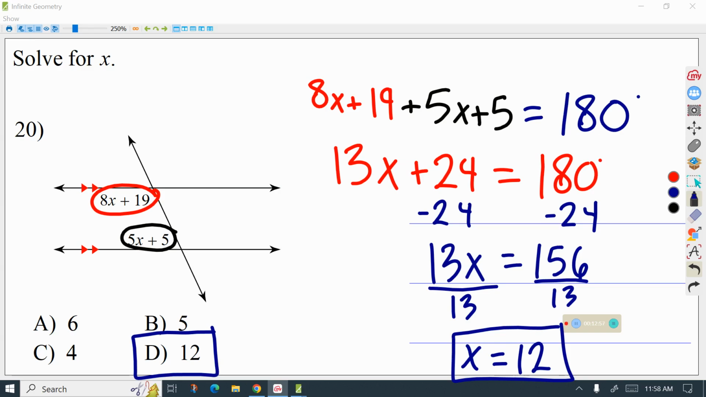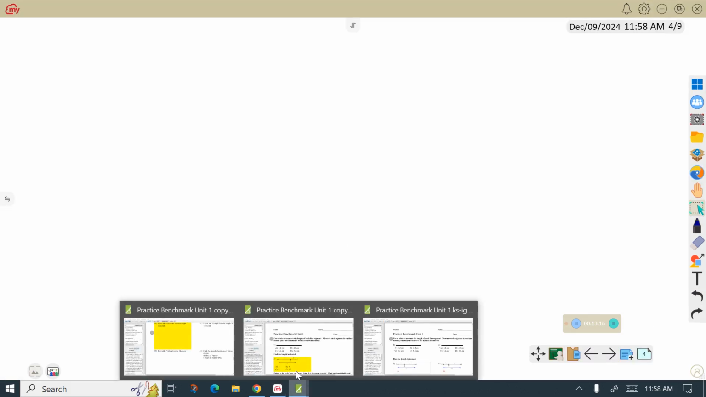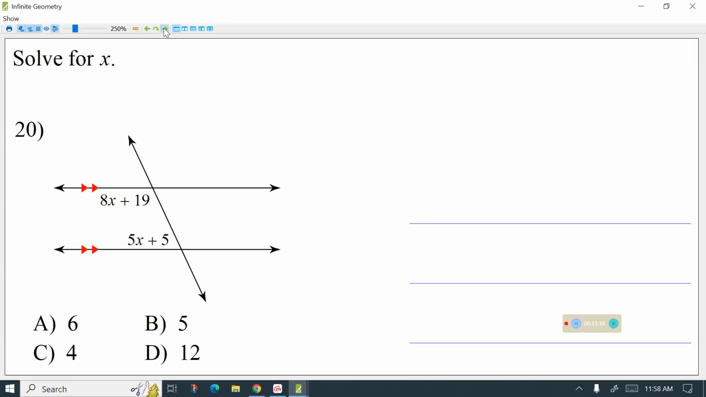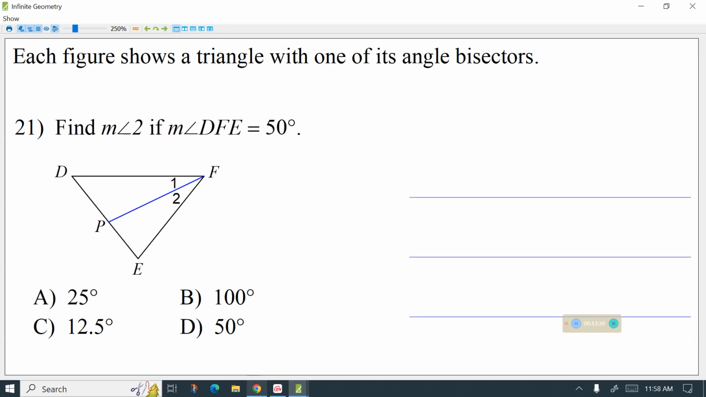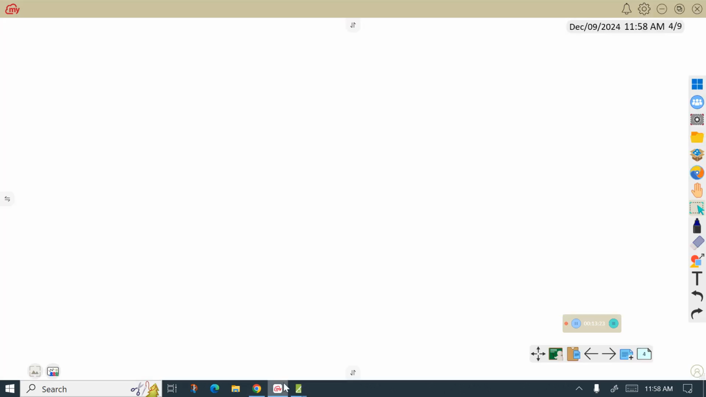You can also substitute this value in and then double check to see that it works, right? If I do 12 times 8 and then add 19, and if I do 12 times 5 and add 5, we can double check to see that those numbers actually add up to 180. All right. I won't do that here in the video, but you can always do that on your own when you're working. Okay. So like I said, show your work on that problem. That's a multiple choice one. And we're doing pretty good here, making decent time, 13 minutes so far in this video.